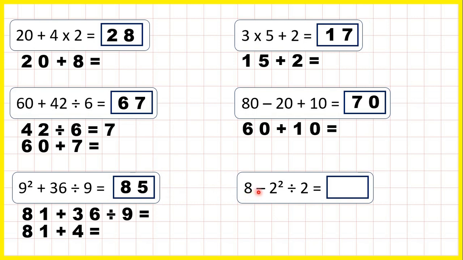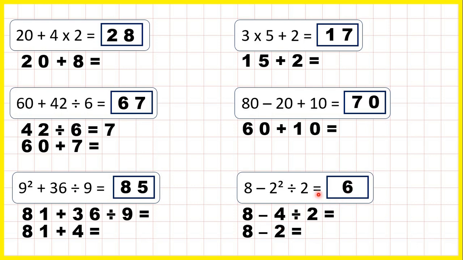Now 8 minus 2 squared divided by 2. We do squareds first, and 2 squared is 4, because 2 times 2 is 4. So we can work out 8 minus 4 divided by 2. But we do division before we do subtraction. 4 divided by 2 is 2, so we can work out 8 minus 2. That's 6 as our answer.